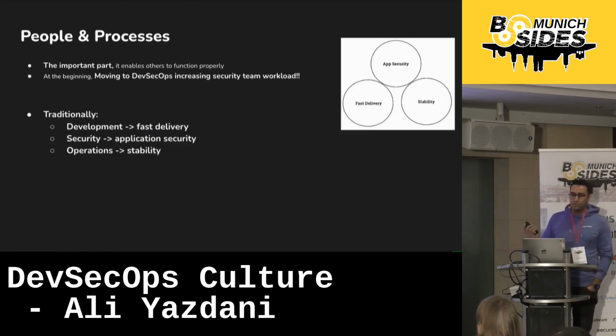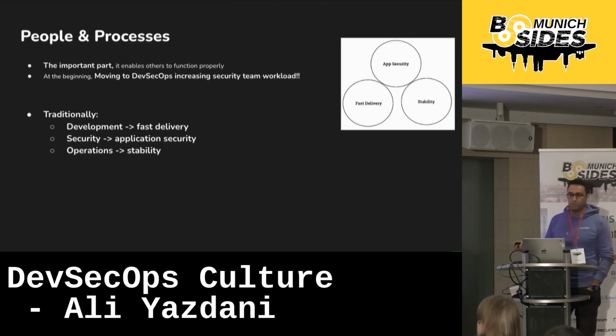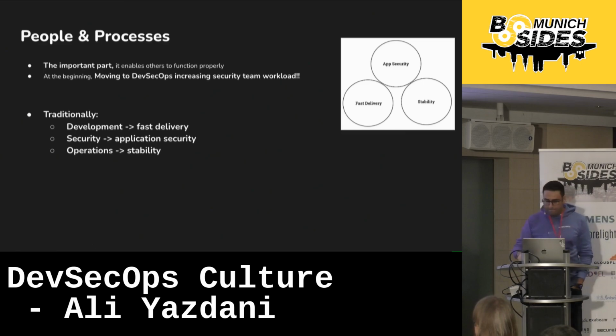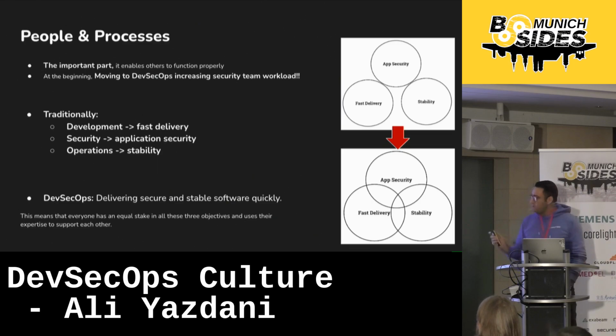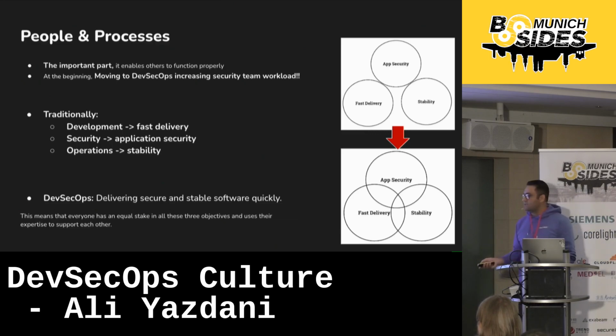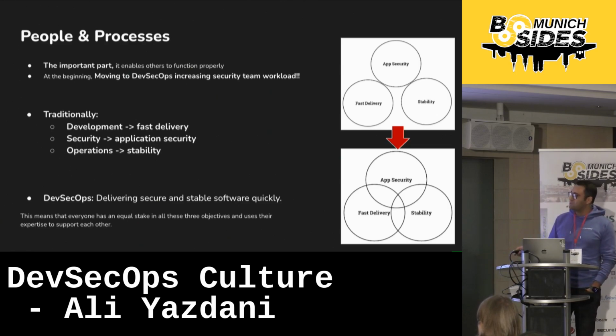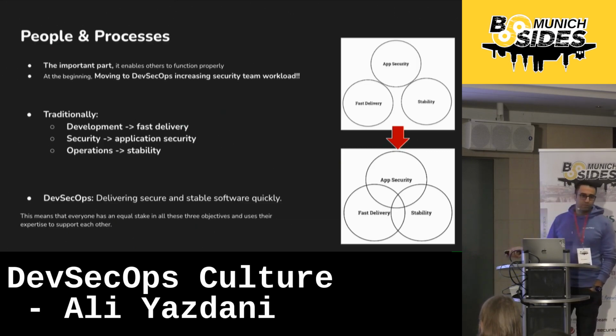Traditionally, development was responsible for fast delivery, security was responsible for application security, and operations was responsible for the stability of the software. But DevSecOps tries to disrupt these silos and says, we are following this goal: delivering secure and stable software quickly. This means that all of the people in the different teams that we had in the past have an equal shared responsibility, and based on their expertise, they are able to contribute to this approach.